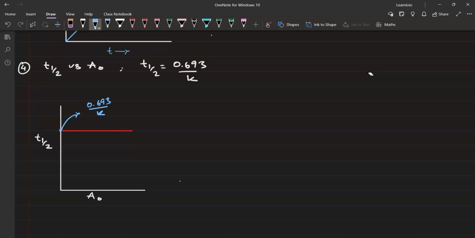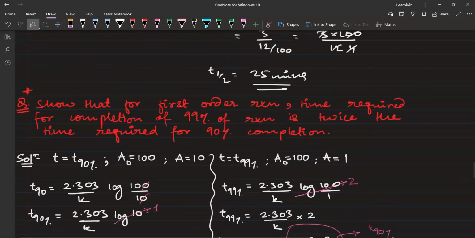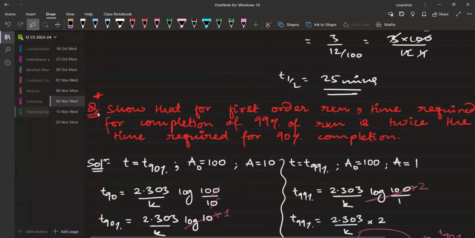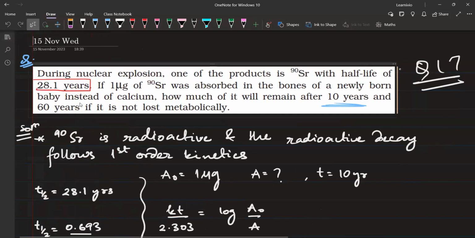ठीक है? तो ग्राफ में ऐसा सवाल आ सकता है, आपकी इसका ग्राफ दिया रहे और ये वाला पॉइंट मेंशन किया रहे, this is the value, इसकी वैल्यू इतनी, ठीक है? So this value will be 0.693 upon k, उसके बाद आपसे रेट कांस्टेंट पूछा जा सकता है, ठीक है? So these are the different graphs of the first order reaction. We have done a few numericals, and let us move on to the next topic. ये एक सवाल, इसको कर लीजिए जरा.